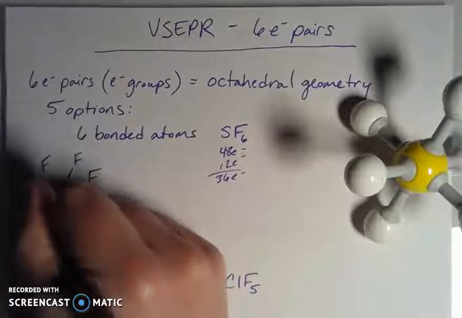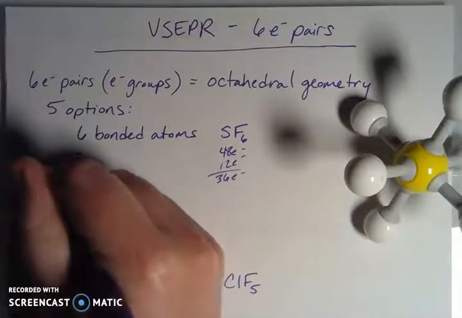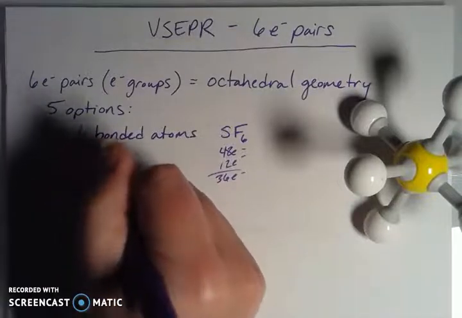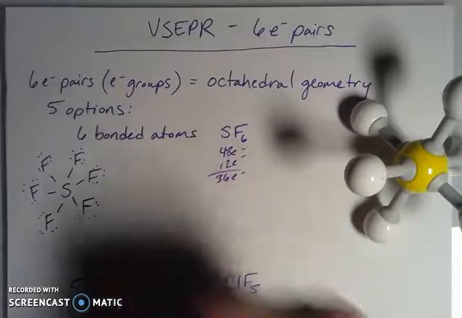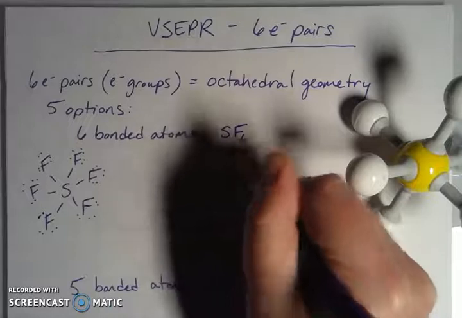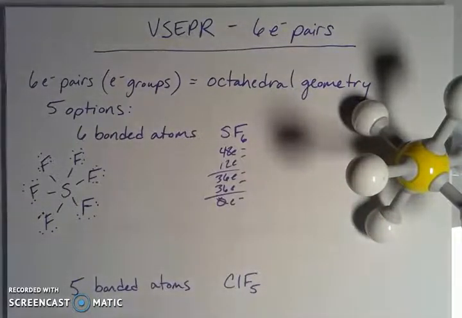2, 4, 6, up to 36 electrons placed as lone pairs on the fluorines. So I've used up all of my electrons. I don't have any left over that I need to put on my central atom. So this is what I'm working with.